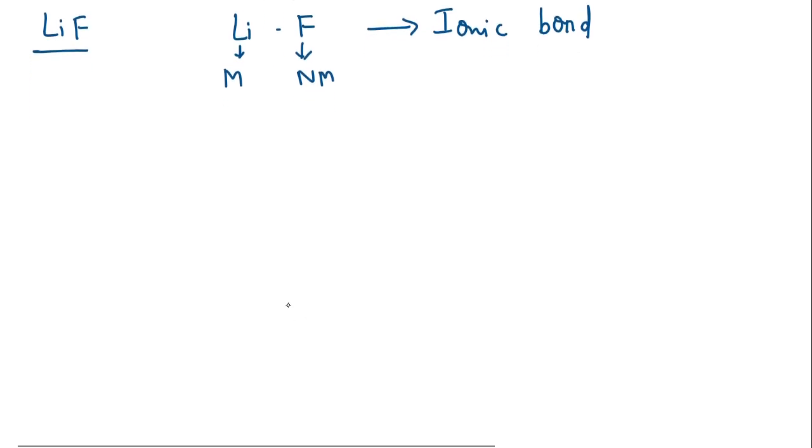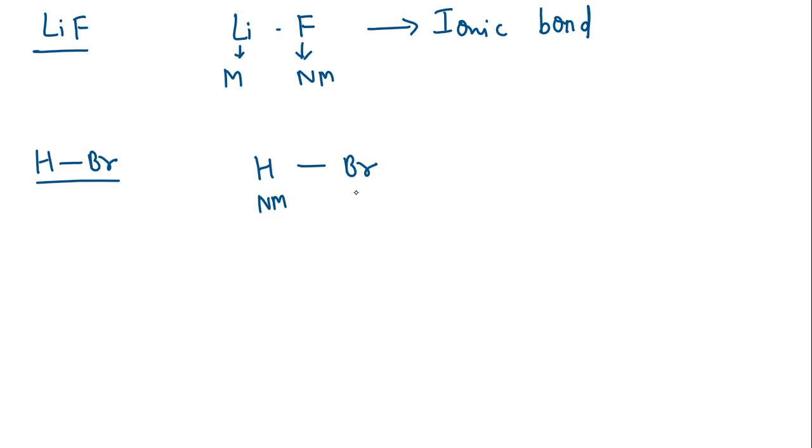Our next molecule is HBr. Both atoms are different, and hydrogen is non-metal and bromine is also non-metal. So non-metals combine and form covalent bond.